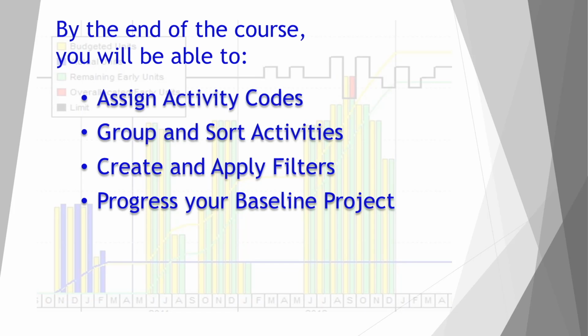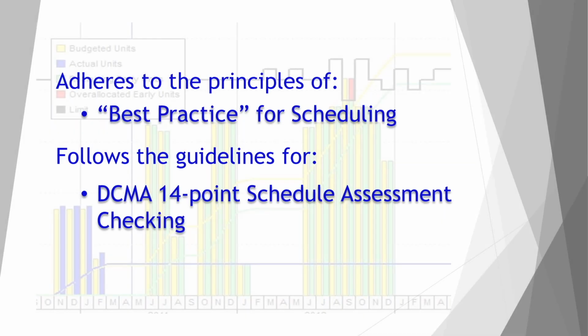Lastly, this course assumes that all participants have a basic understanding of the principles of scheduling. Preferably, you would have completed part 1 of this series. In preparing this series of lessons, I've taken care to adhere to the principles of best practice for scheduling. You will find that the principles of scheduling you will learn on this course follow the guidelines for the DCMA 14-point schedule assessment checking. At the end of this course, Lesson 11 will contain details of a real-time schedule that I've personally worked on.